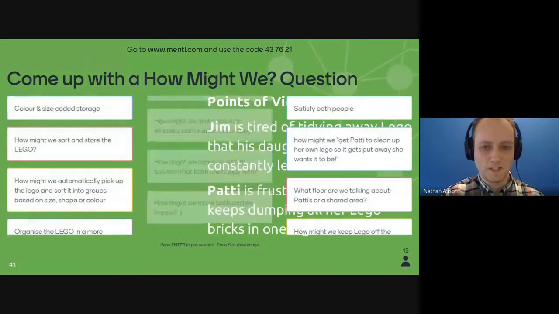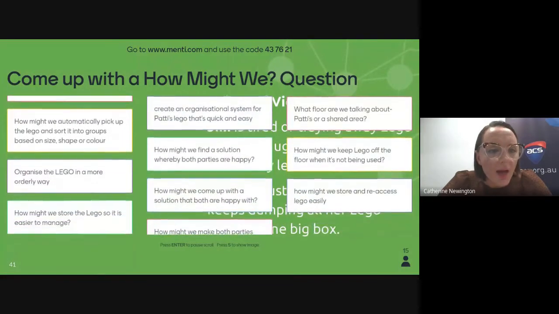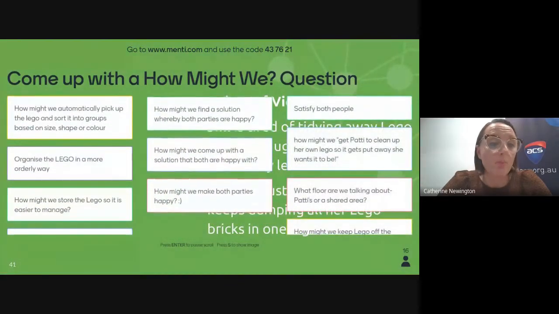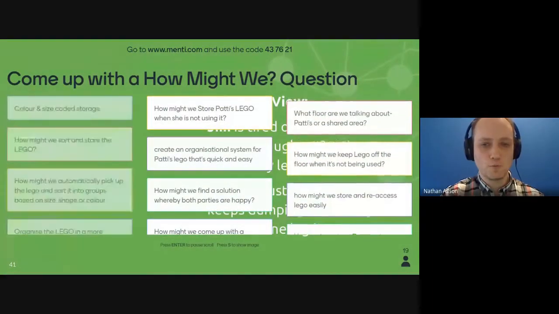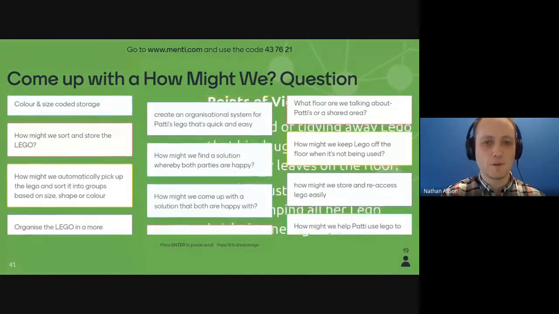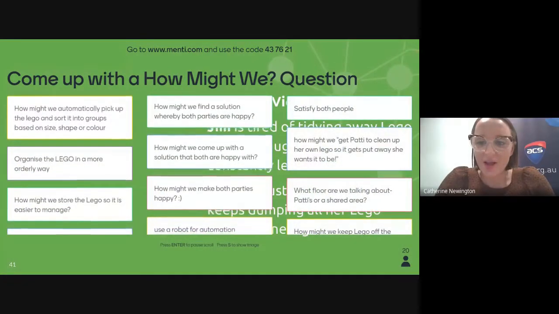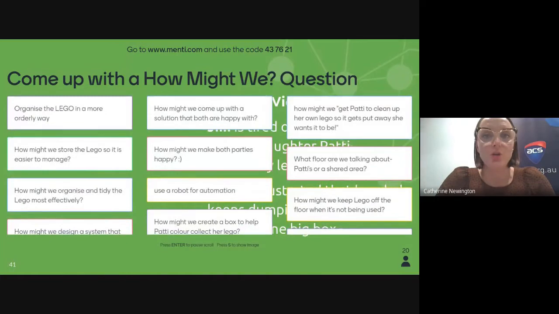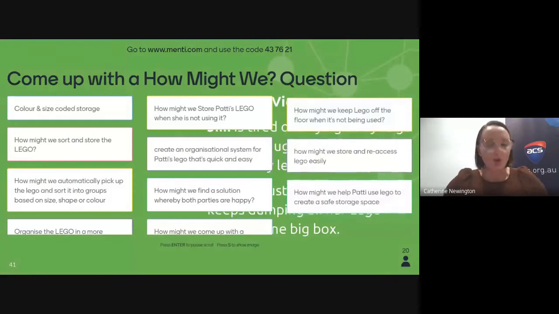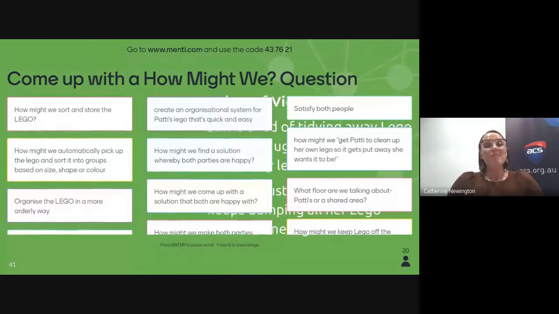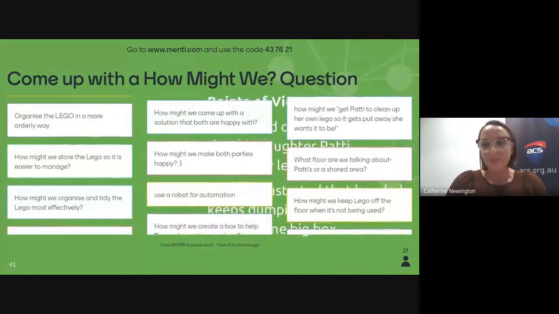Oh, some good ones coming in here. What do you think, Catherine? Yeah, I like how might we store the Lego so it's easier to manage. Absolutely, because that's not too broad. It's not everything, but it's also not too narrow. It's not restricting the possible brainstorming. I like the one that says, how might we keep Lego off the floor when it's not being used? I think if someone was able to solve that problem, they'd be up for a Nobel Prize. That'd be awesome. Imagine all the parents in the world who would never have to worry about stepping on another piece of Lego again.